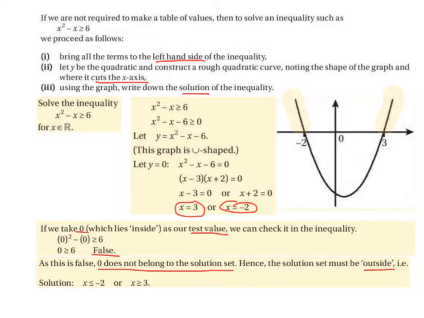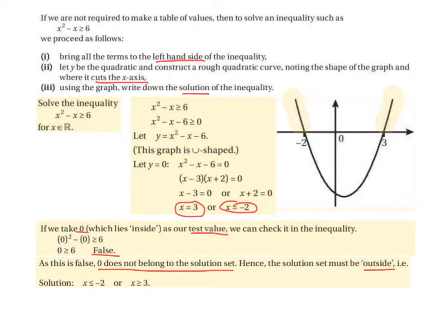So what we did was we took 0 as our test value, because we can clearly see in our graph 0 lies inside of minus 2 and 3. We substituted it into our original equation, and we end up getting a false statement. So 0 is not greater or equal to 6. So since it's false, it means this is not the solution set. Everything above it is the solution set. So everything that's less than minus 2 on the x-axis is going to be the solution set, and everything that's greater than 3 on the x-axis is going to be the solution set.